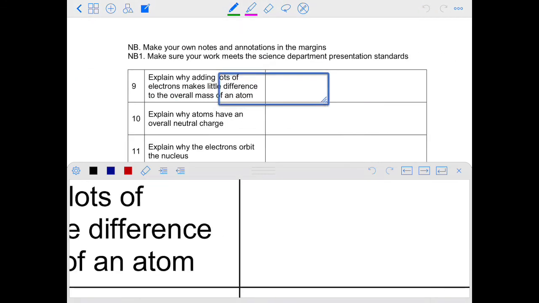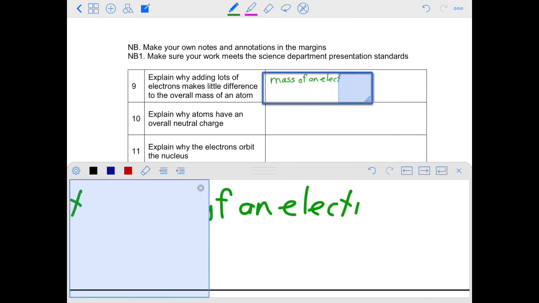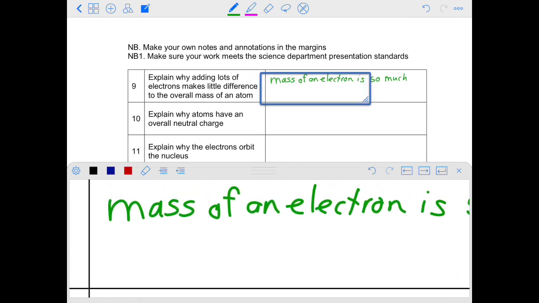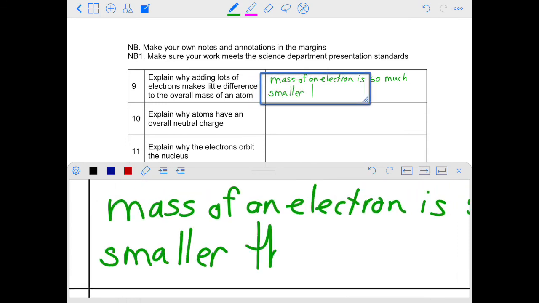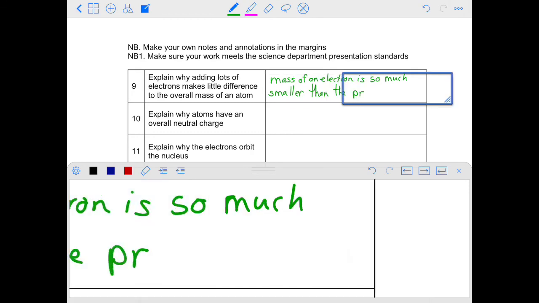And then on the next page, 3 more. Why adding lots of electrons makes little difference to the overall mass of an atom is because the mass of an electron is so much smaller than the protons or the neutrons.